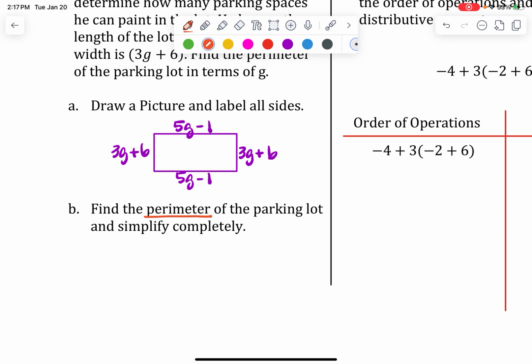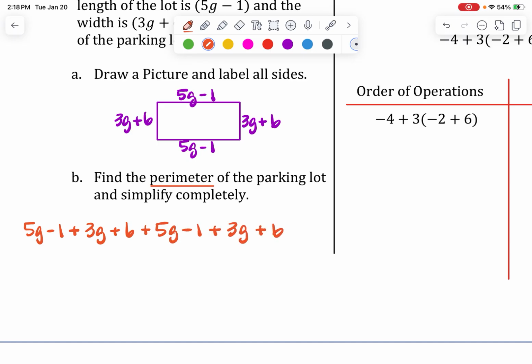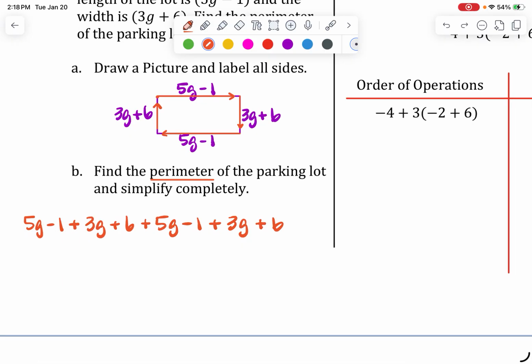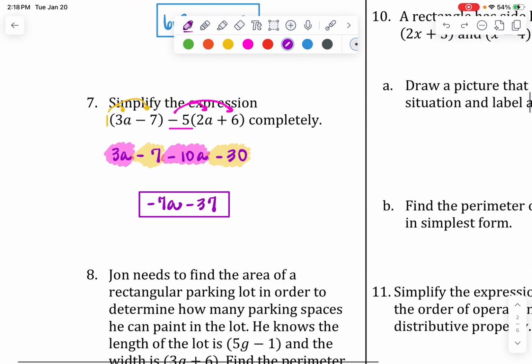Well, remember, perimeter means to add up all the sides. So if you want to, you can literally do 5g minus 1 plus 3g plus 6 plus 5g minus 1 plus another 3g plus 6, right? I'm literally just starting here, and I'm working my way around the perimeter of the rectangle, and I'm adding up all 4 sides. Okay, now you don't have to write all this out for me if you don't want to. You can just literally add it from the picture, but I'm just writing it all out right here just so I don't lose anybody. So now we're right back to all these expressions we just talked about up here, right?